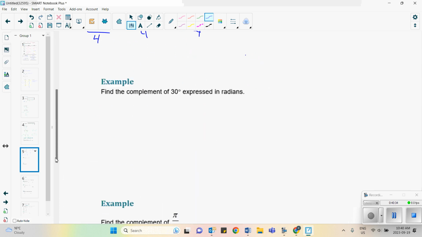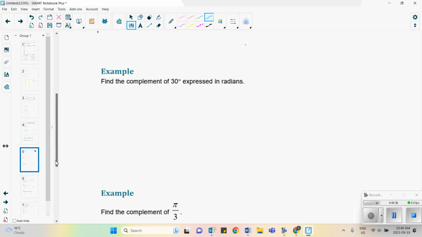All right. Find the complement of 30. Hi guys, ladies and gentlemen, folks, mathematicians. Complement of 30, but expressed in radians. Complement, what are we adding up to? 90.